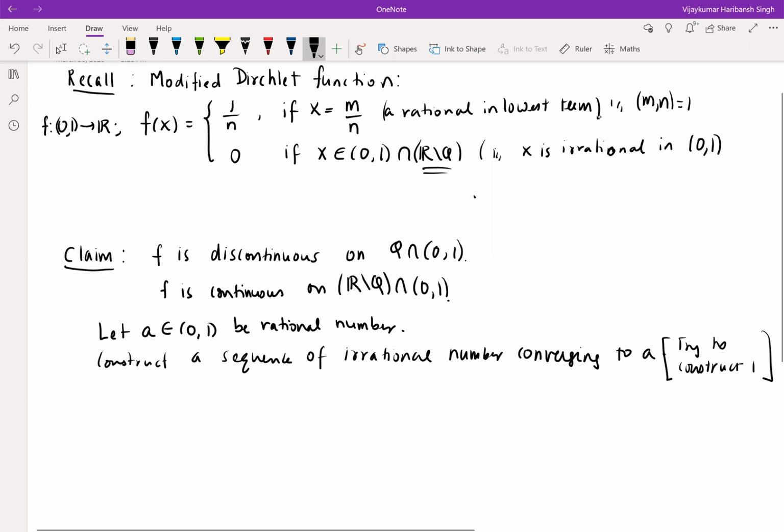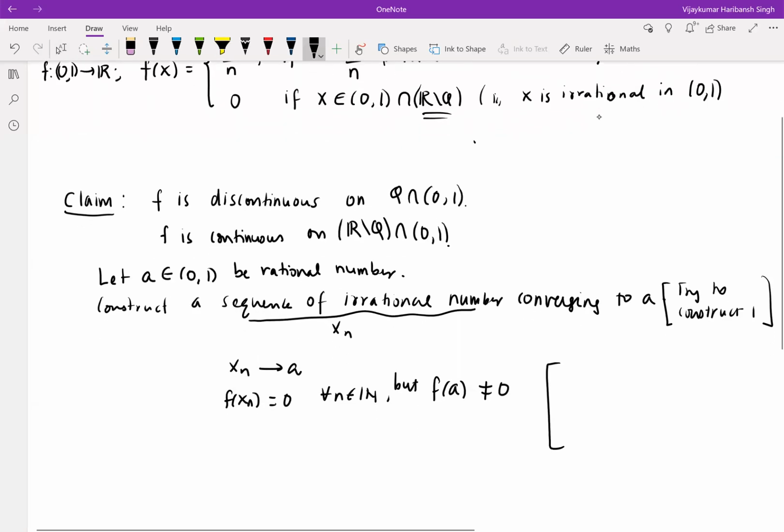So now we have a sequence of irrational numbers, say xn. Now xn converges to a, but what about f of xn? f of xn is constant 0 for all n because xn is irrational. But what about f of a? f of a is not 0. Why is that? Because a is rational in (0, 1).